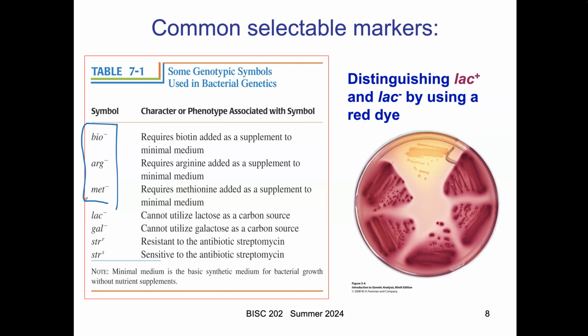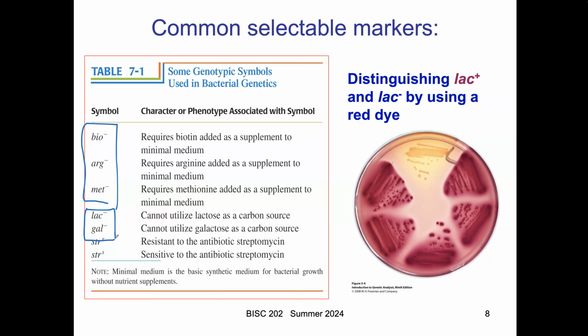And these are ones where if the organism is mutant, it can't make its own, and it requires the addition of the nutrient as a supplement. These ones are carbon source or sugar utilization, and so you provide them a particular sugar, and if they're mutant, they can't actually digest it. It's like being lactose intolerant, I guess, in a way. And if you're wild type, then you can utilize it.